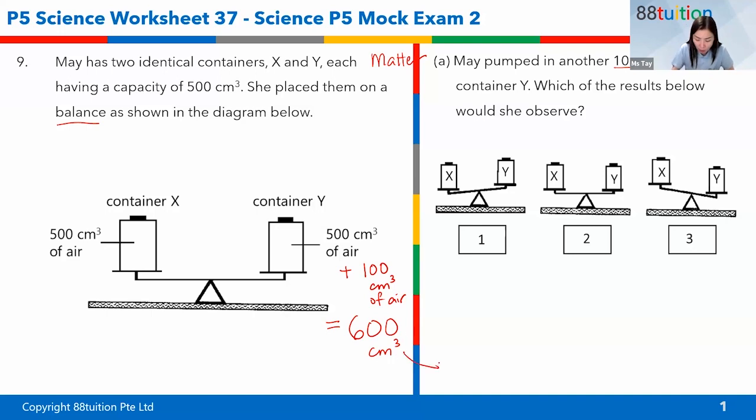And you must recall, all right? Air has mass. Remember the definition for matter? Matter is anything that has mass and takes up space or occupies space. So these are the 2 things you must know. Okay, so right now, what do you think will happen? Container Y will be heavier, correct? So this is going to be the observation she makes.